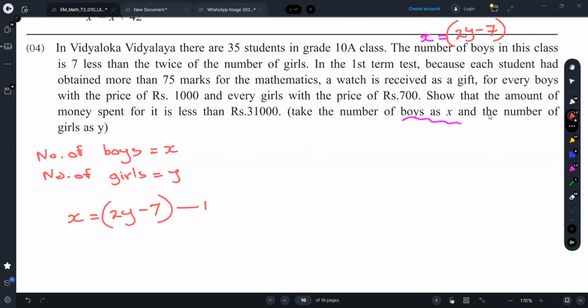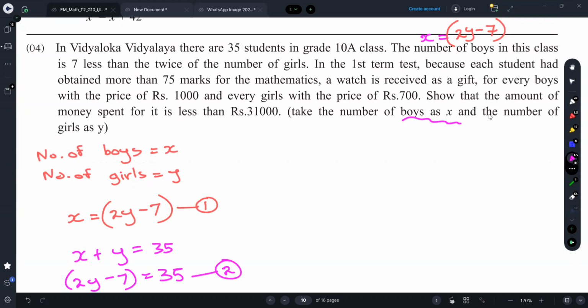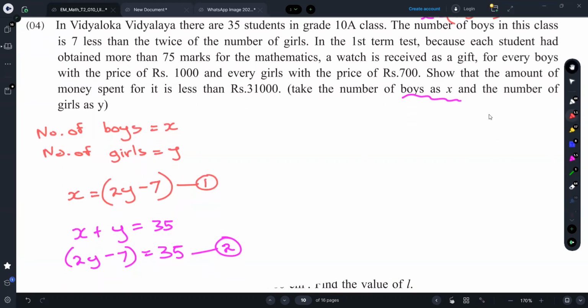That will be our first equation. And the total number of girls and boys means X plus Y. X plus Y equals 35. Then instead of this X, I can write 2Y minus 7 equals 35. That will be my second equation. Then by solving the second equation, I can get an answer for Y. 2Y minus 7 equals 35.